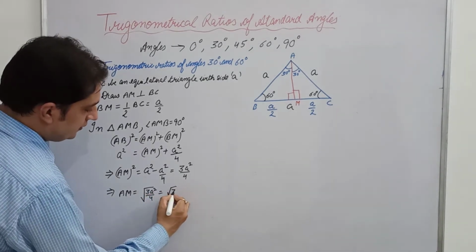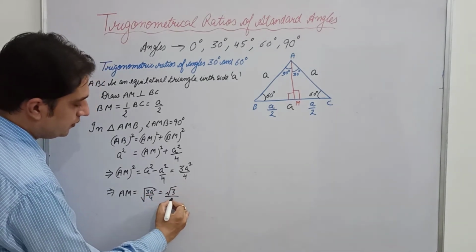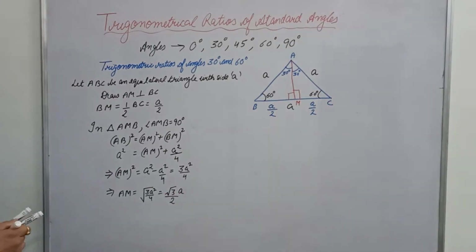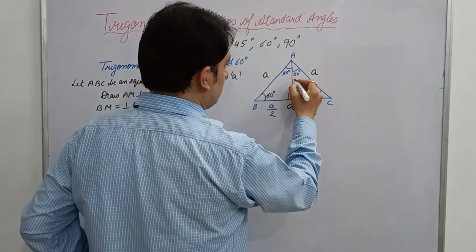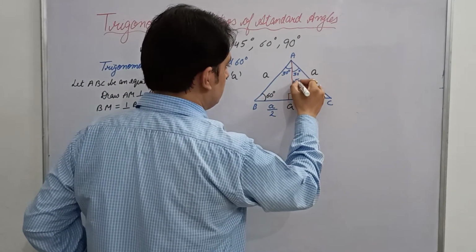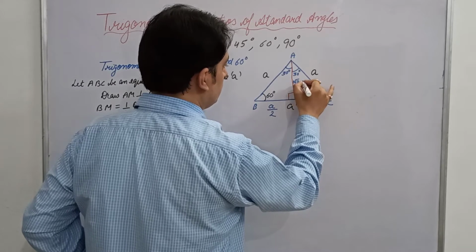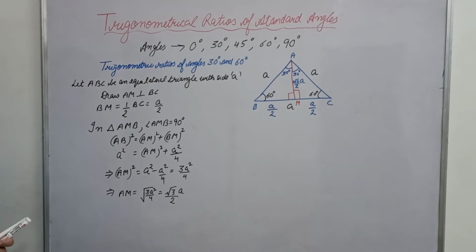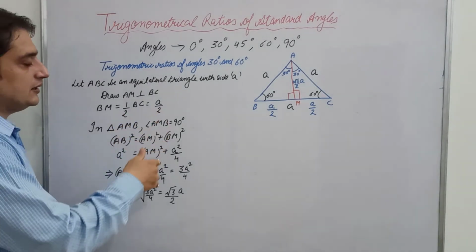As it is, you can write it. Square root of 4, that is 2, and square root of A square, that is A. So this is the length of the third side, that is the common side to both the right angle triangles, right? So the length of this side, you can write here, is root 3 by 2 into A. So this is the length of the third side, right? And the three sides are known.